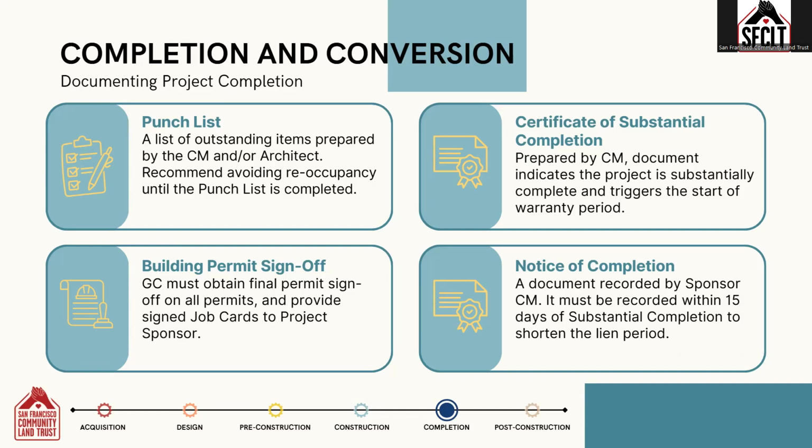Second, the construction manager should ensure that all permits have been closed and the signed job cards have been turned over to the project sponsor. Next, the construction manager will prepare a certificate of substantial completion. This document indicates that the project is substantially complete and triggers the start of the warranty period. If there is an architect involved in the project, they will also be signing this document.